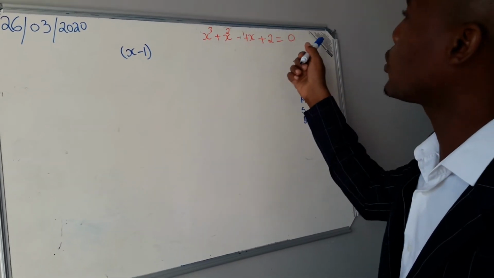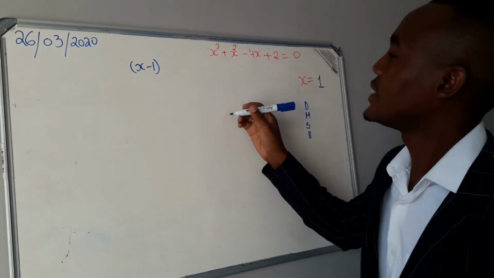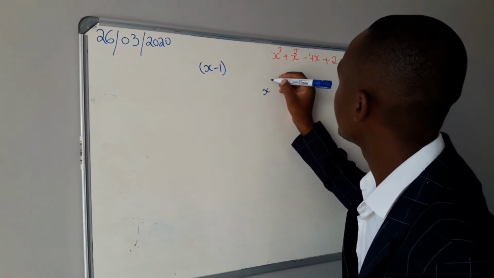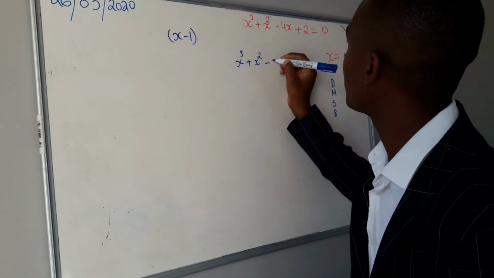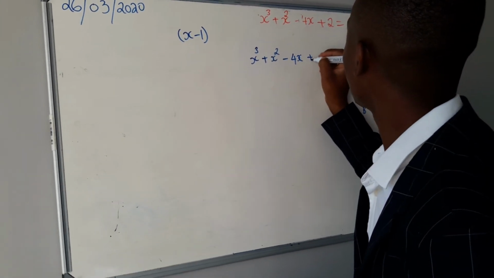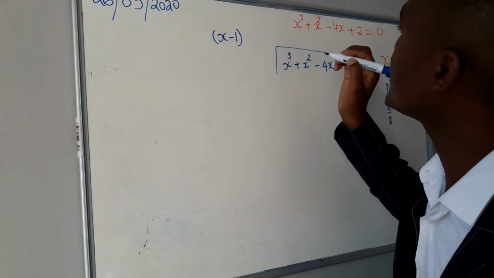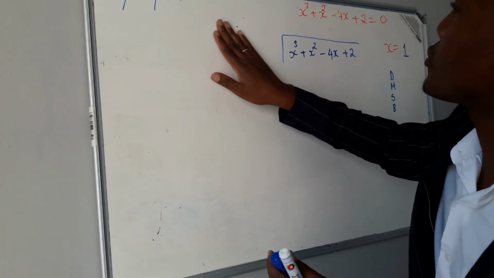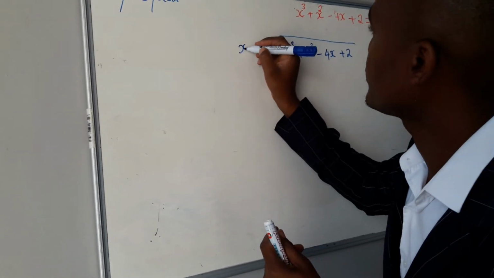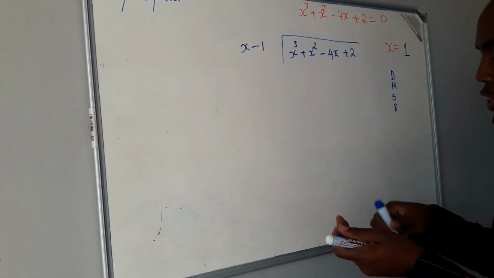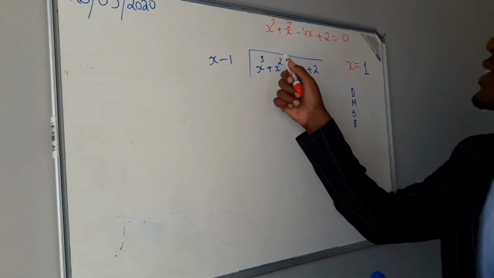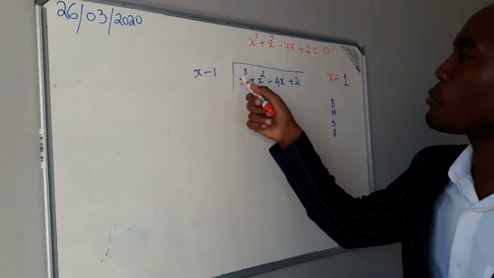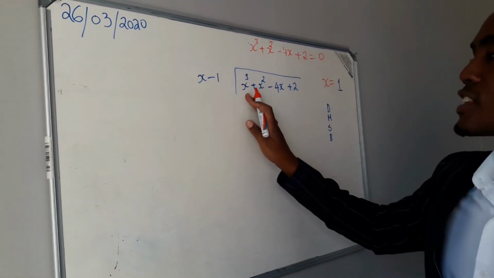So I'm going to write this whole expression, this whole polynomial here, x cubed plus x squared minus 4x plus 2 divided by x minus 1. So I'm going to start off by doing this. First of all, I'm going to divide. So I will start off with the term with the highest exponent, which is x to the power 3.